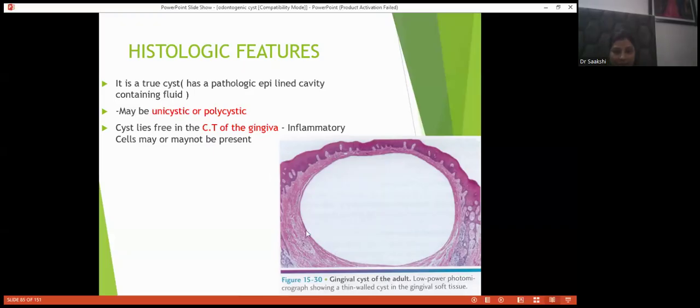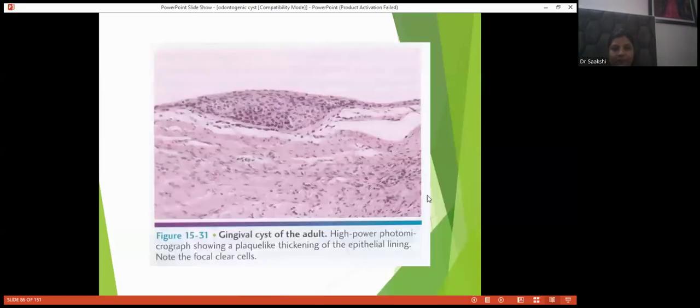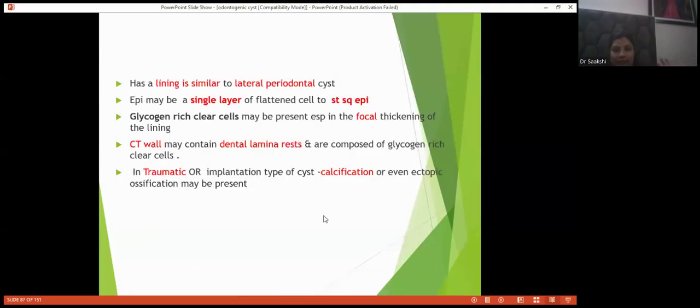As you can see in this picture, this whole thing is a lining, this is its epithelium. See, this is in the high power. Here you will not see clear cells anywhere. It is a normal epithelium, inside it there are cells and connective tissue, just like a tooth cyst you can see.